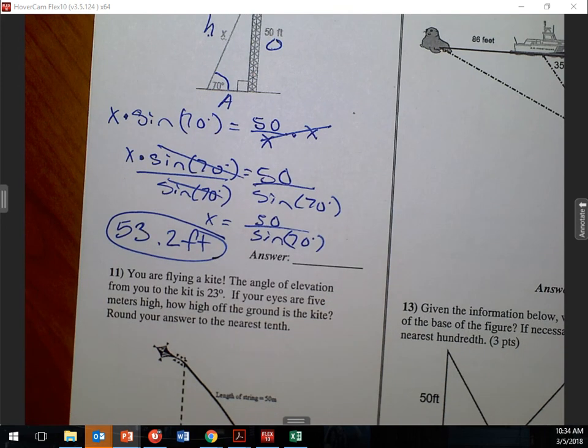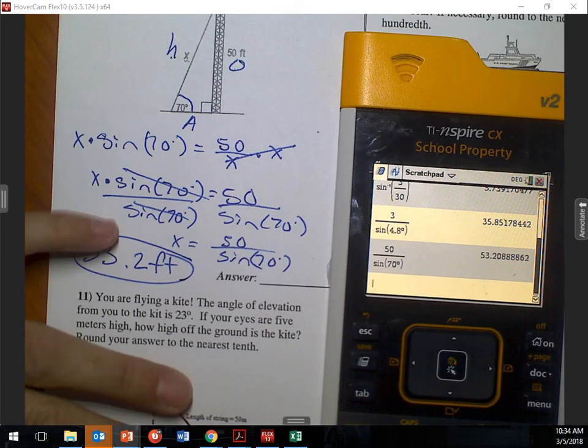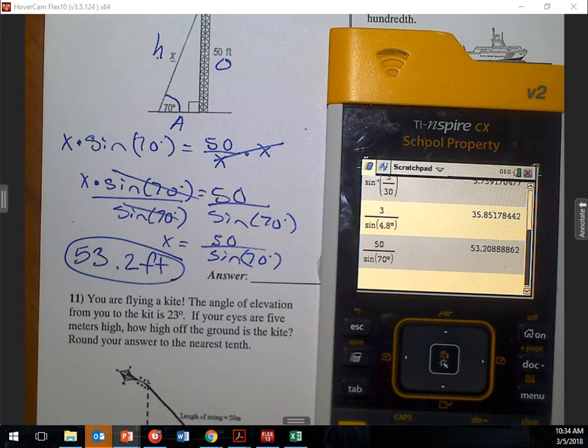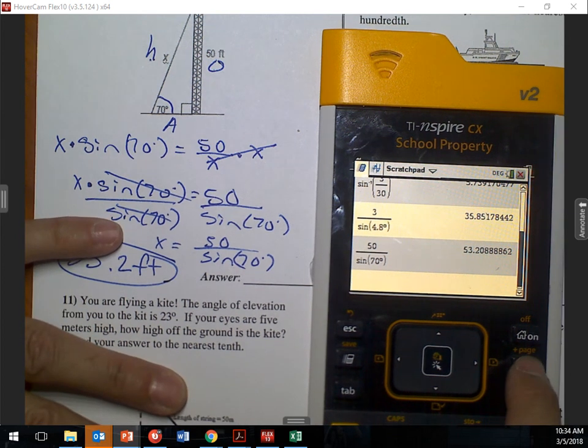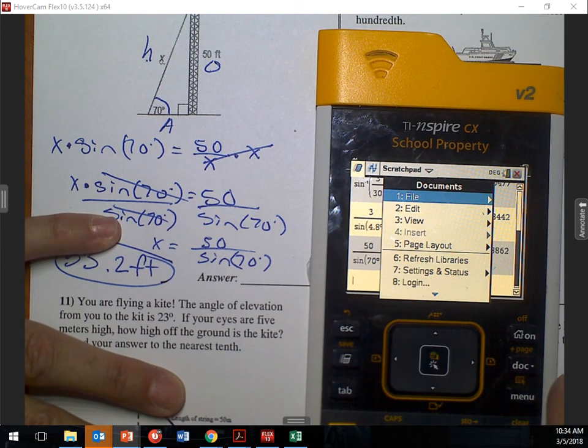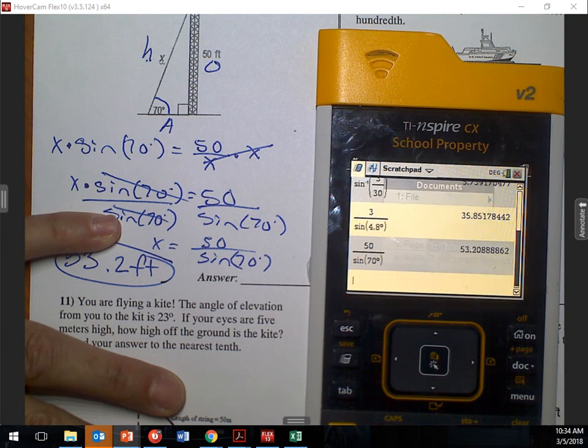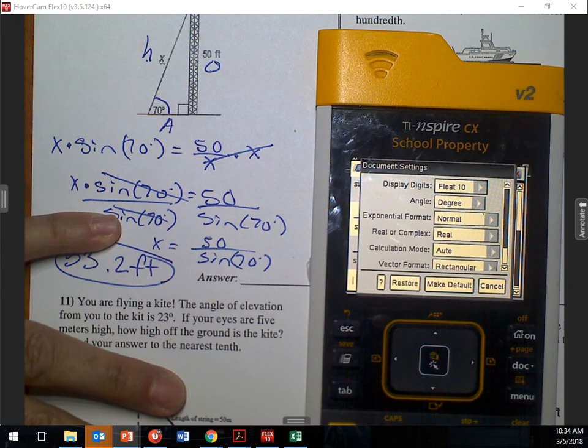Can you show me how to put it in decimal form? Oh, that's just the degree, not decimal. DEG? Is that what you're asking for? Okay, so I'm going to do it quick. Hit document. Number 7. Number 2. And then you make default when you're done. Okay?